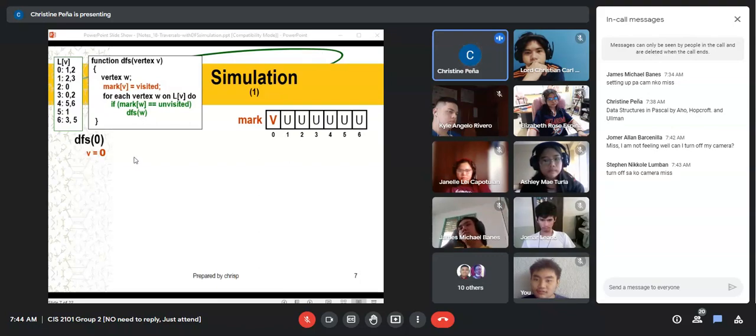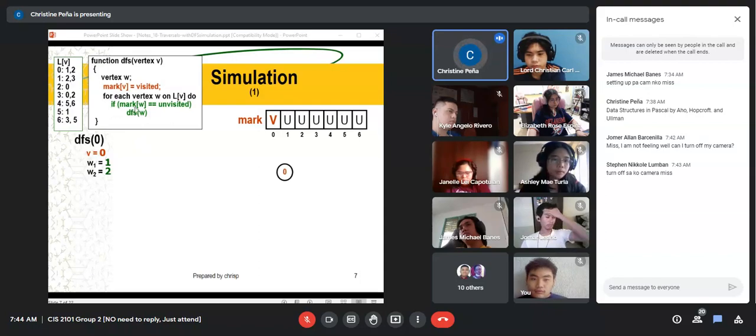Oh, wait. By the way, we can also start drawing the DFS spanning forest. So start at 0 there. For each of the vertices, 1 and 2, where do we get the 1 and 2 here? Here. So for W, start with the first one, 1. If mark W is unvisited, which is true here, then we have to call DFS.